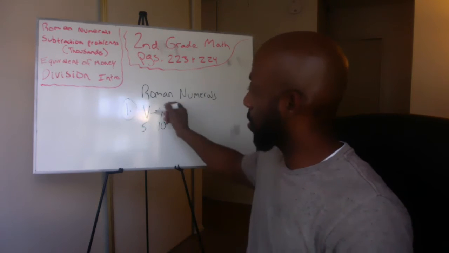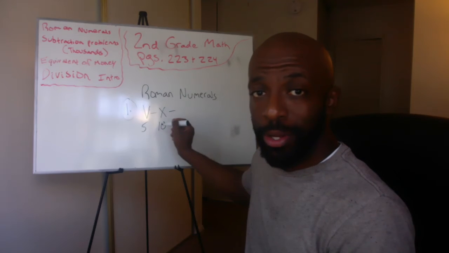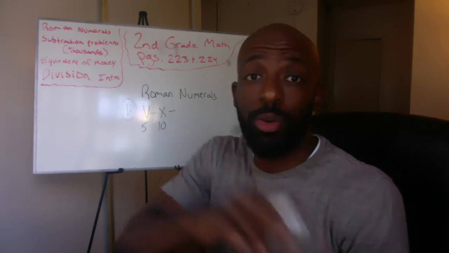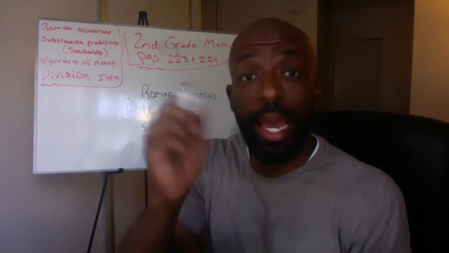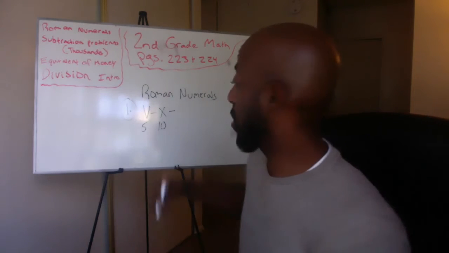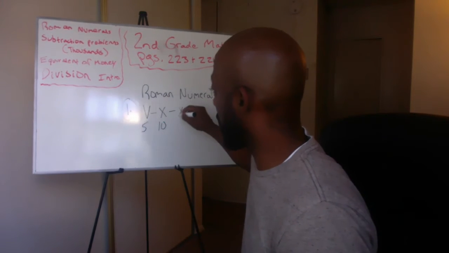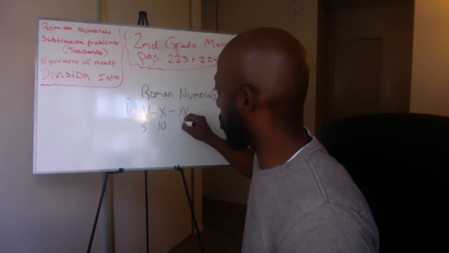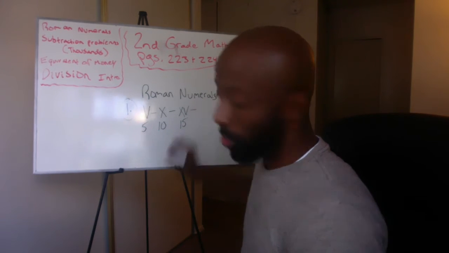Can I put a V and an X together? Oh, yeah, I can put a V and an X together, but which order does it need to be in? The X has to go first. The bigger number has to go first when you're adding on. Okay, so we're going to put an X, which is 10, and then a V right next to it is going to mean 15.